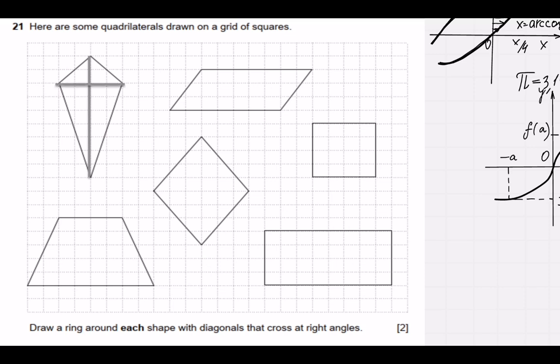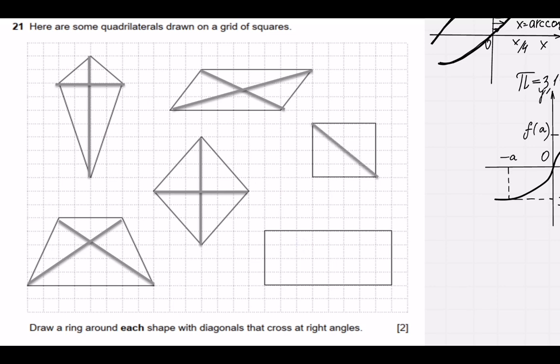Here are the diagonals. Yes, they meet at right angles. What about the parallelogram? No, they make 2 acute, 2 obtuse angles, so it's not correct. What about the trapezoid? Also 2 acute angles, 2 obtuse angles, it's not working. What about the rhombus? Yes, it can be correct. It has right angles. What about the square? Also 4 right angles.